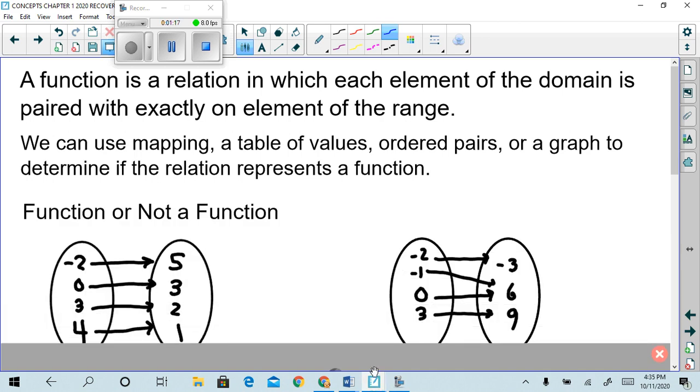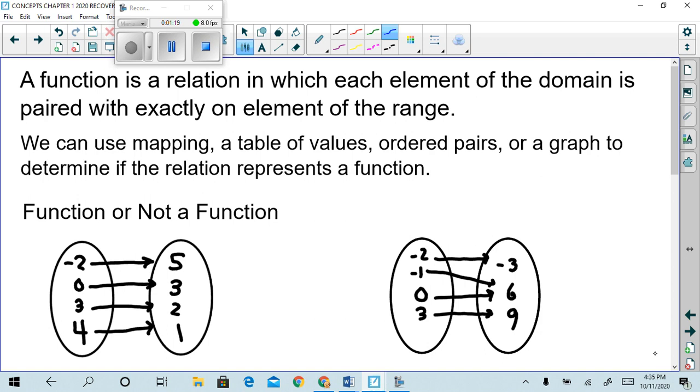Let's take a look at a couple. Function or not a function? That's the question. Does every input value or every domain value, again this is my input or my domain, and then my output is called my range. Does every input value have exactly one output value?